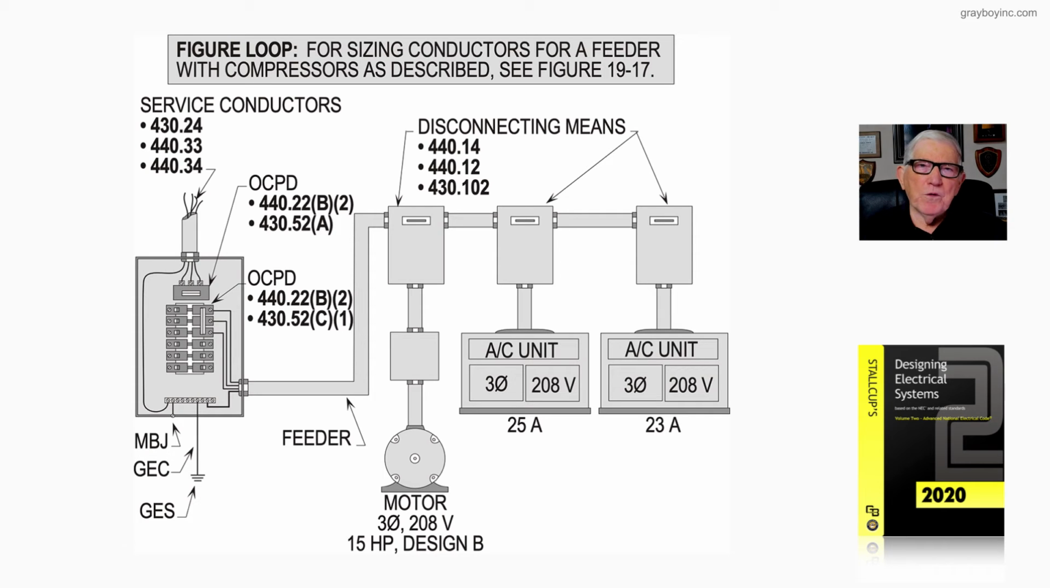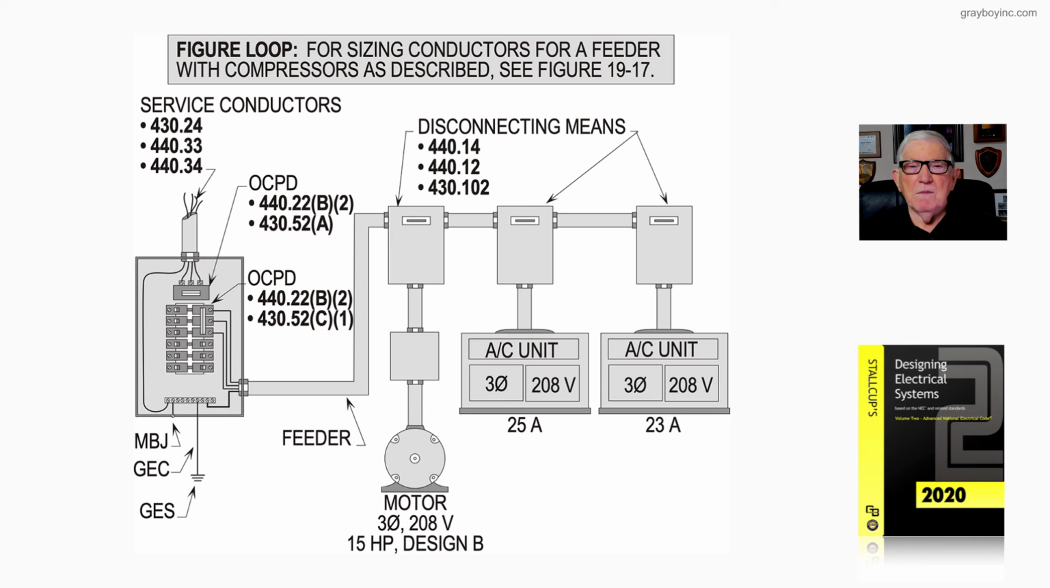But notice 430.6(A)(1), when motors are involved, refers you to table 430.250(B) to select the full load current of the motor based upon the voltage of the circuit and the horsepower rating of the motor. Now, with this information, we notice that we have a three-phase 208-volt motor, 15 horse, design B, and the total amps that we're dealing with is 25 and 23 for the AC units.